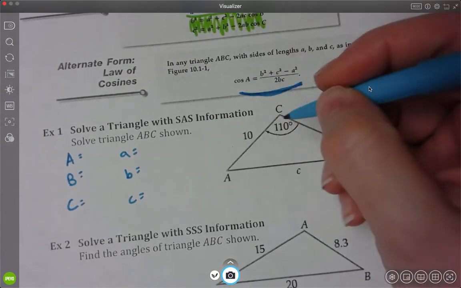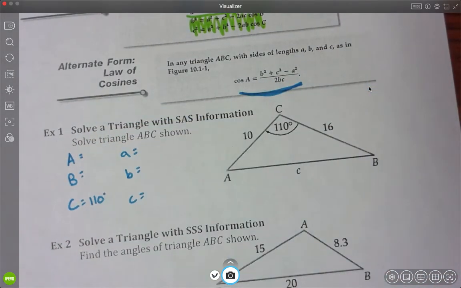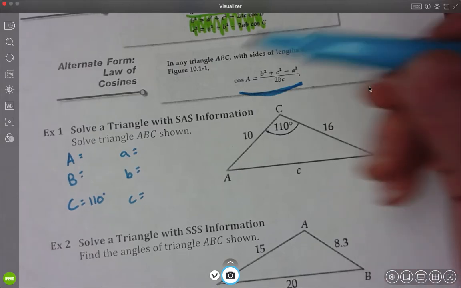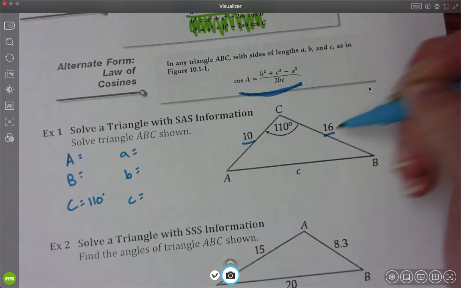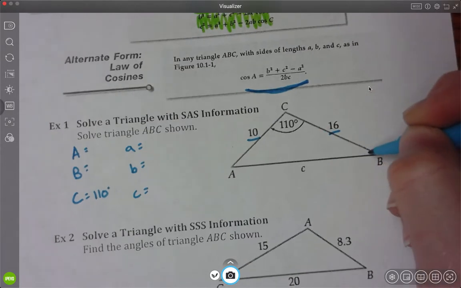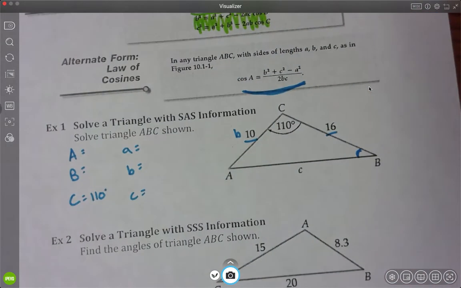So capital C I know is 110 degrees. Here we don't have a 90-degree angle, but we do know that that's 110. And then it's like, what is 10 and what is 16 associated with? Now, always remember that the sides across from the angles have the same name. So if this is angle B, this is going to be side B, because 10 is across from that. So we note that with a lowercase b.